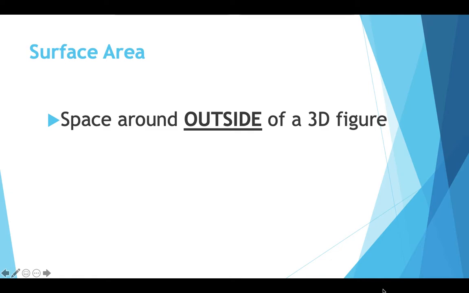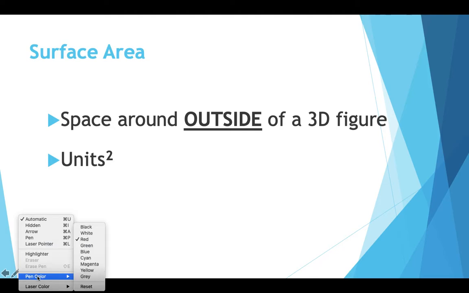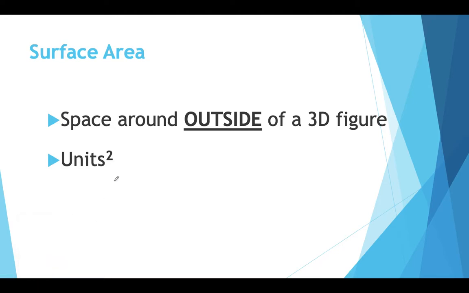So if you think about a box, that would be the amount of cardboard that it takes to form the box. Or if you were painting the outside of an object, the amount of paint that goes on the outside is the surface area. Since we are talking about area, even though it's a three-dimensional object, we are talking about the area, which is always measured in units squared. So for these questions, your answers will all be in units squared.